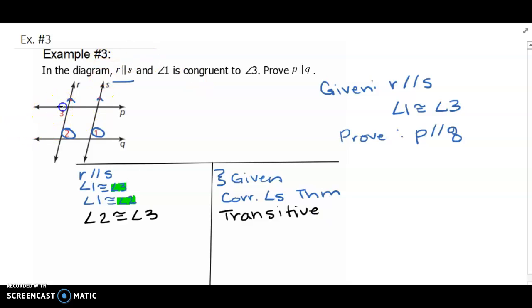Now notice, what is the relationship between angle 2 and angle 3? Well, guys, angle 2 and angle 3 are alternate interior angles, and we are given a theorem that tells us when the alternate interior angles are congruent, then the lines are parallel, and that's the alternate interior angles converse theorem. And therefore, we can conclude that P is parallel to Q.